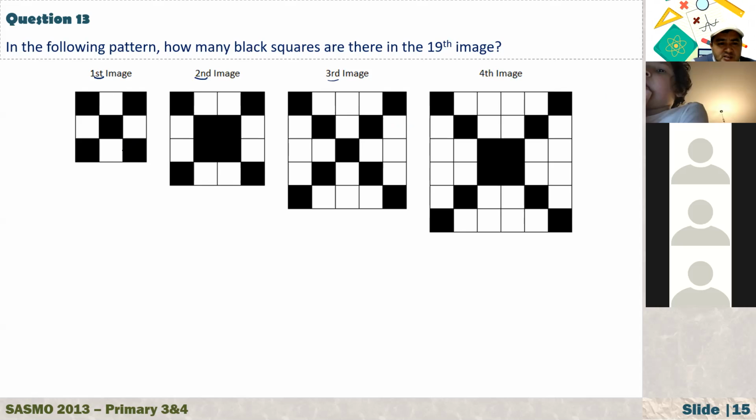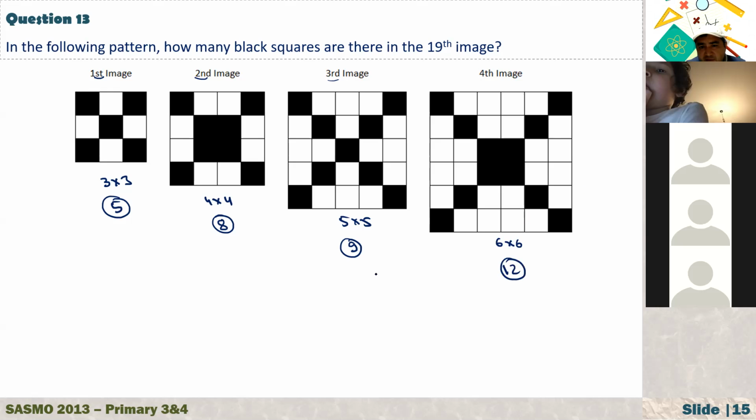In the first one, how many black squares? Here we have 5, right? This one is a 3 by 3 square, and I have here 5 black squares. Next one is a 4 by 4 square. Here we have 8 black squares. And how about here? This one is a 5 by 5 square. Here we have 9, right? It is 4 plus 4 plus 1, it is 9. And how about here? This one is 6 by 6. It has 12 black squares.